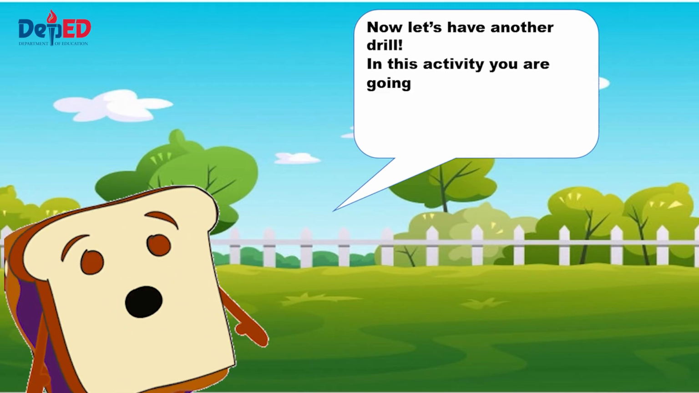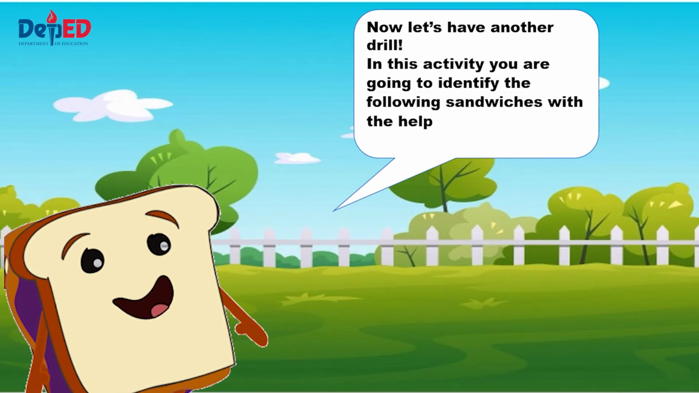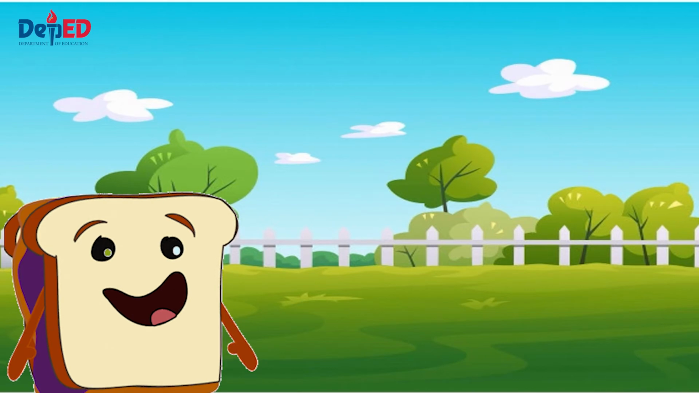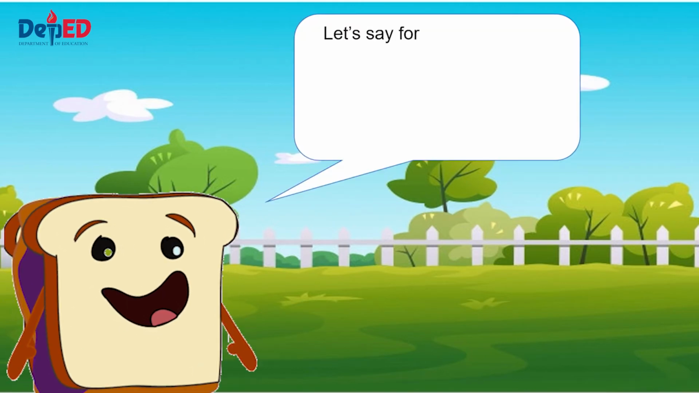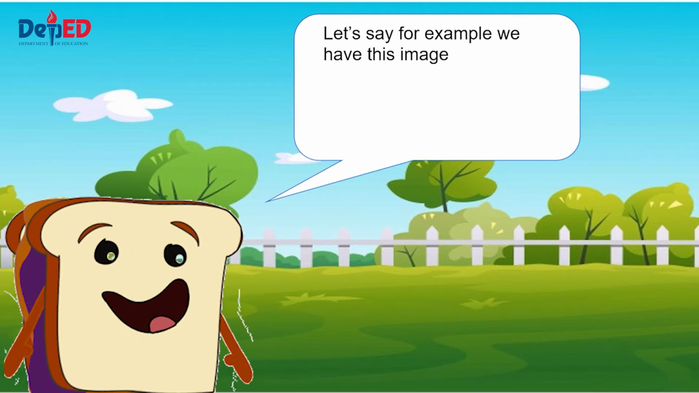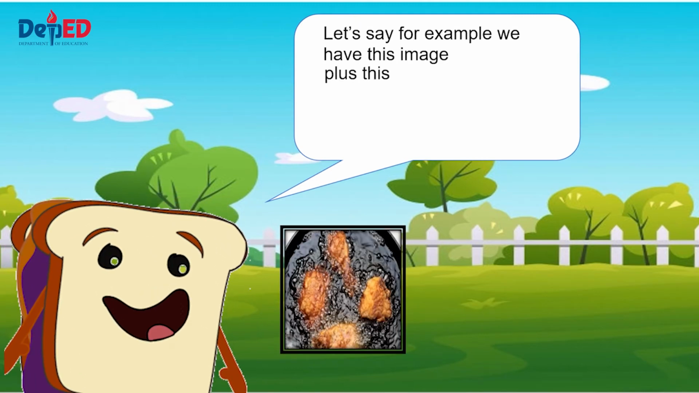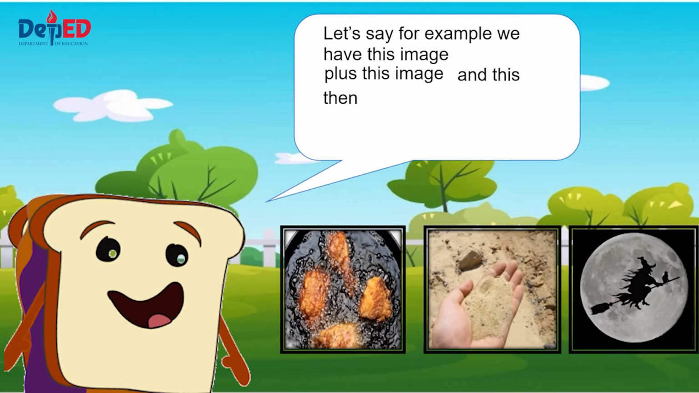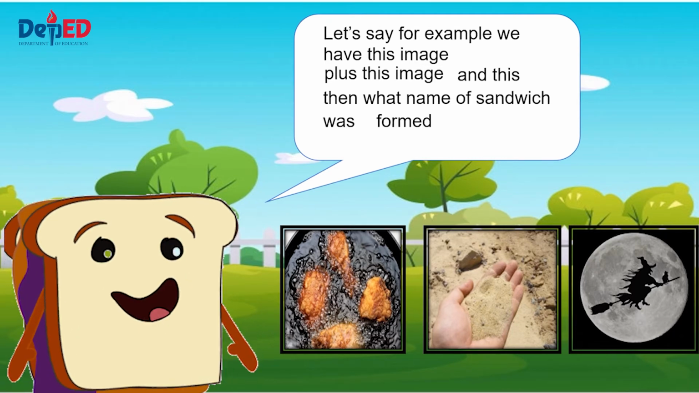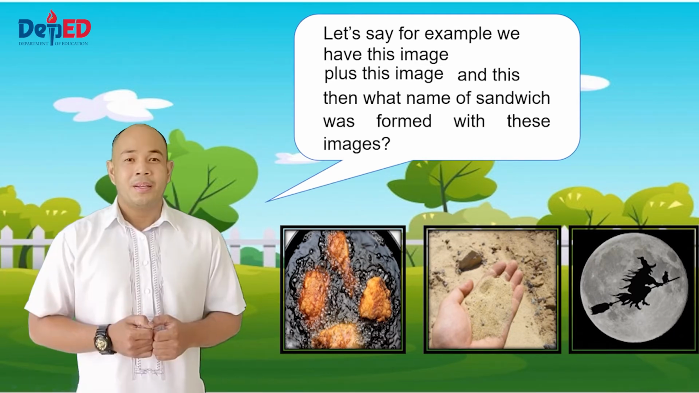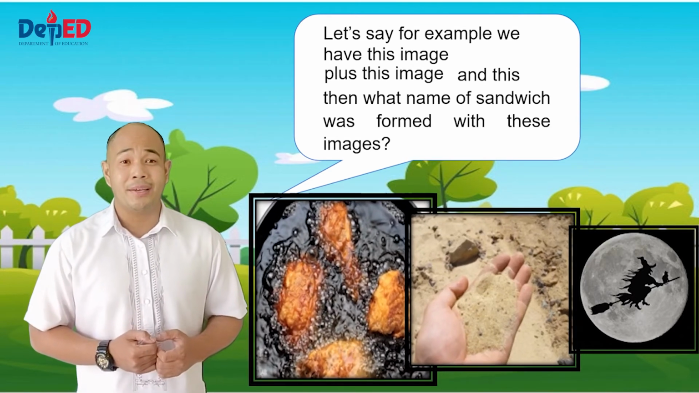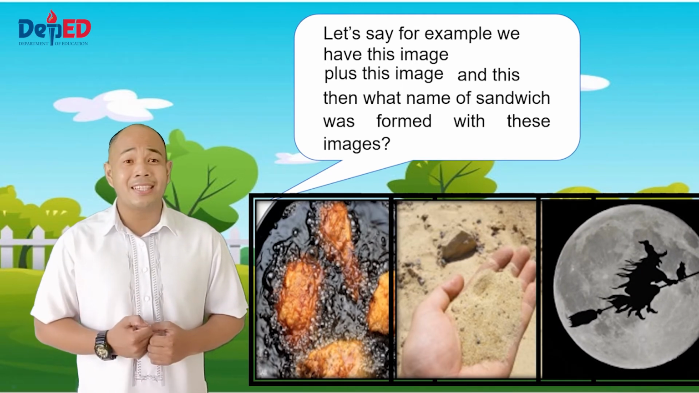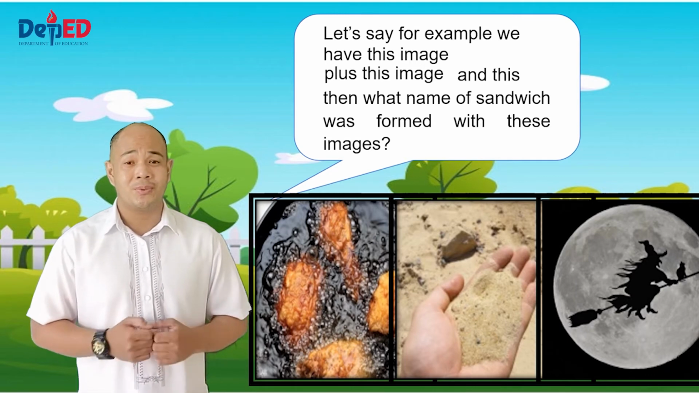In this activity, you are going to identify the following sandwiches with the help of the images on the screen. Let's say, for example, we have this image, plus this image, and this. Then what name of sandwiches is formed with these images? The first picture shows cooking in deep fry, while the next one shows a hand with sandwich. And the last image shows flying witches.